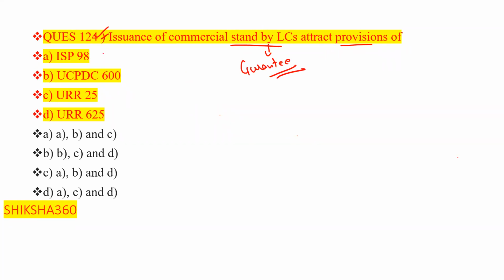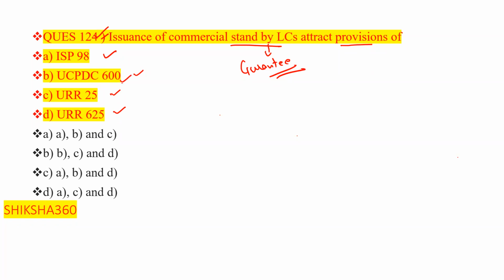The first option here is ISP 98. The second one is UCP DC 600. The third one is URR 725. The fourth one is URR 625. Before discussing the answer, first of all, we have to discuss what ISP is. Can anyone tell me the full form of ISP? Please tell fast if anyone knows.